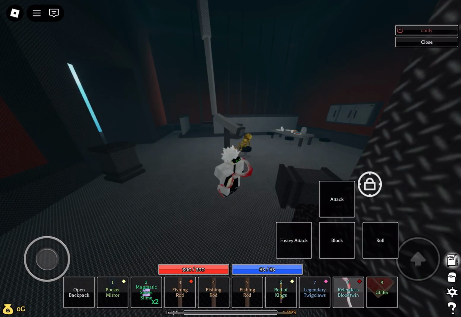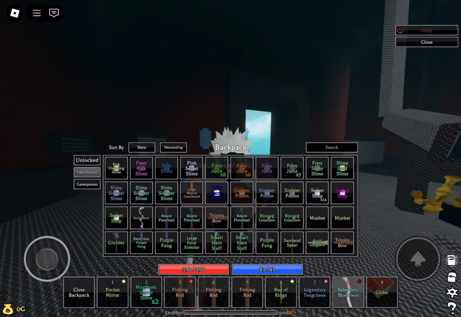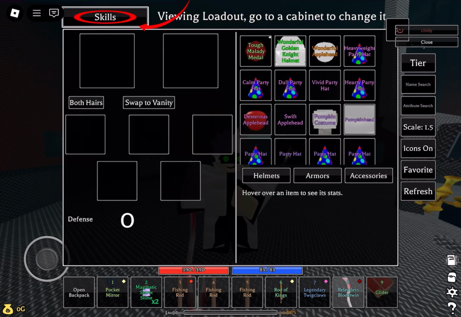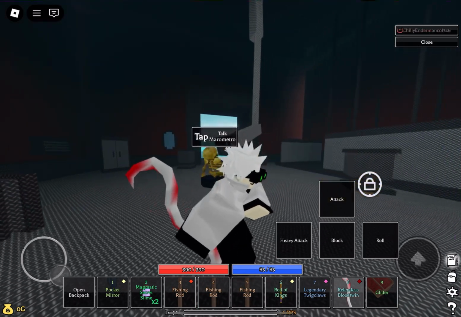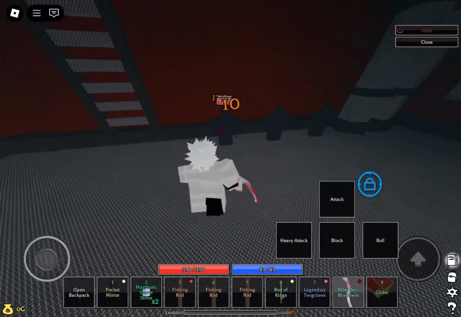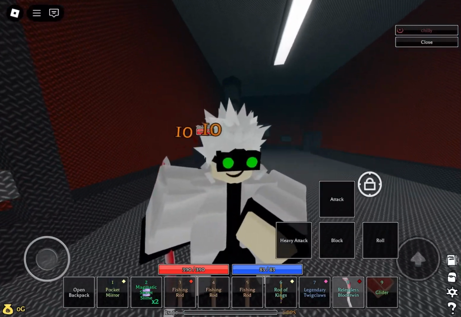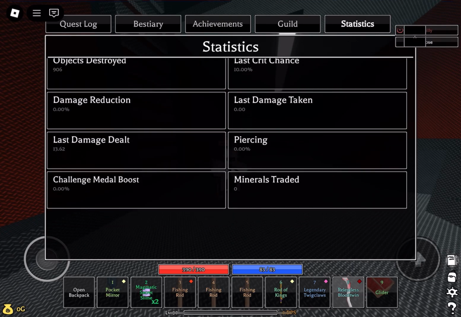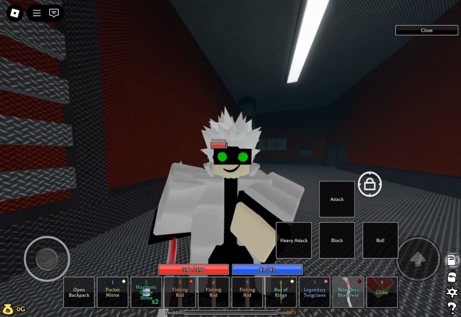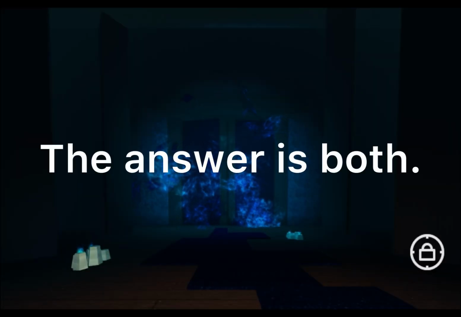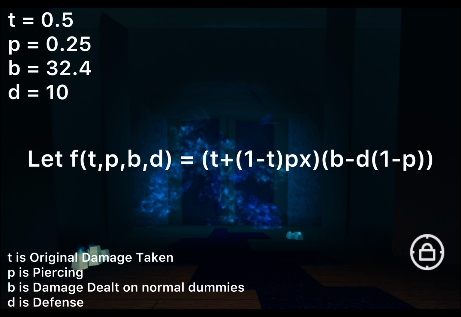Okay, so in this demonstration, I'll be using a Relentless Blood Twin with a base damage of 32.4. This is me showing my loadout, so you know that I'm using absolutely nothing. And I'm going to be testing it on Observatory Dummies. So as you can see, I did 13.61 damage. However, if we look at our statistics, we do 13.62 damage. So which value do we take? The answer is both, but not in the way you would expect.